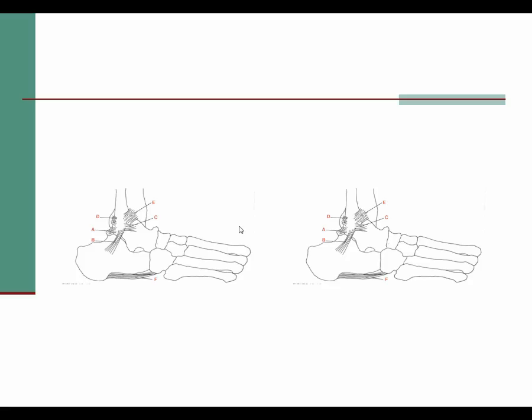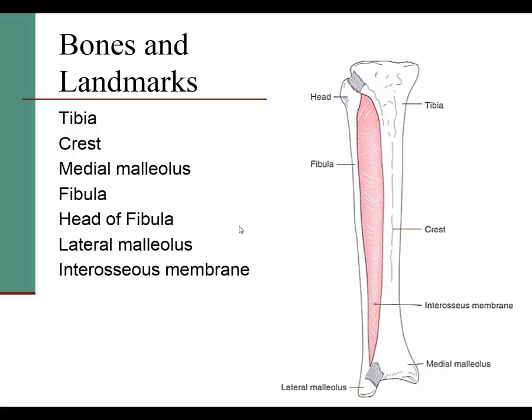And again, just some more labeling for you, and we're going to discuss bones and landmarks real fast. These should be a review for you, but we'll go over them again. Tibia, crest, medial malleolus, fibula, the head of the fibula, lateral malleolus, and interosseous membrane. Interosseous membrane, you can't palpate, you just have to visualize where it's at based on the other landmarks. Make sure that you are able to identify those on your own body, as in class we will practice on each other where to find these bones and landmarks.